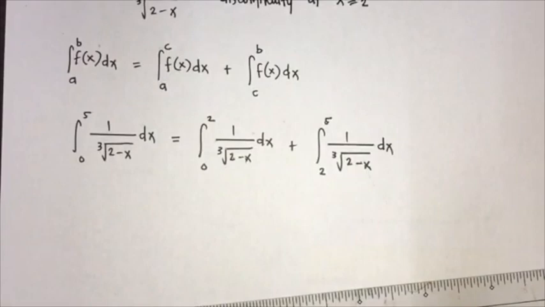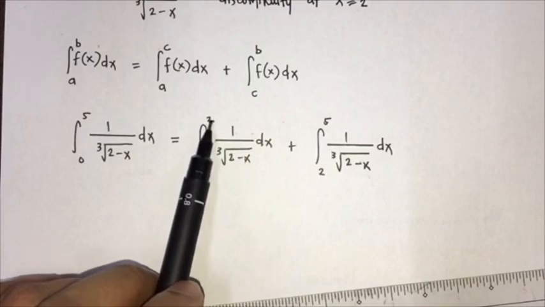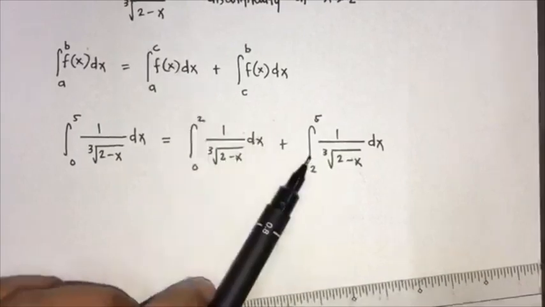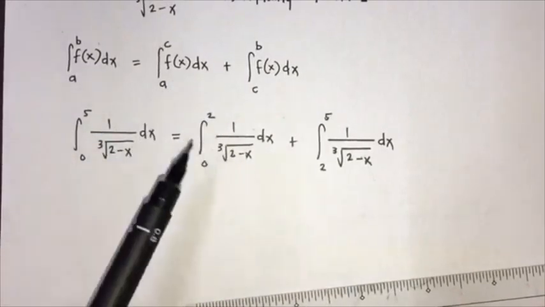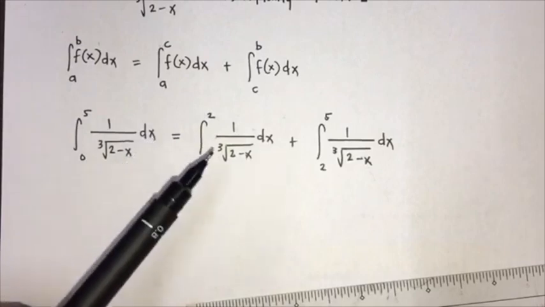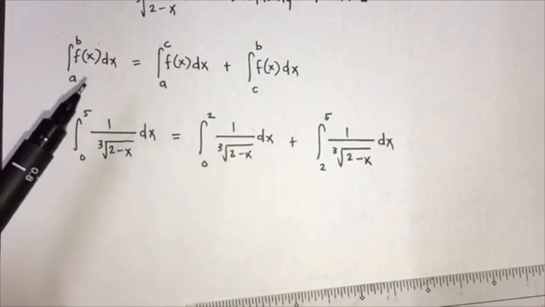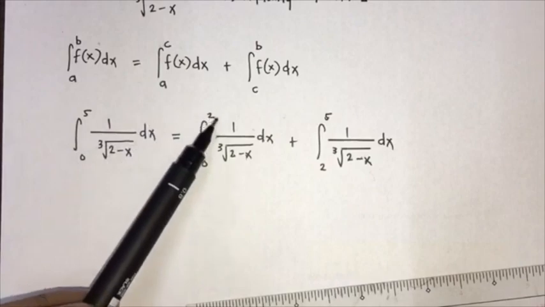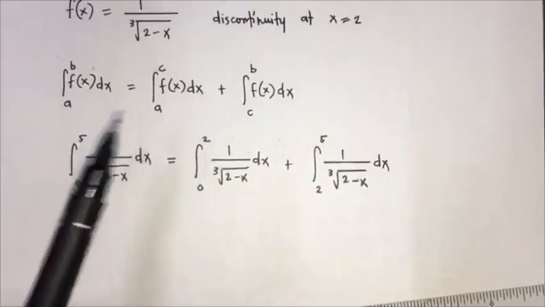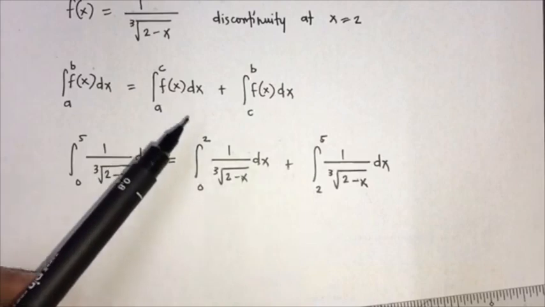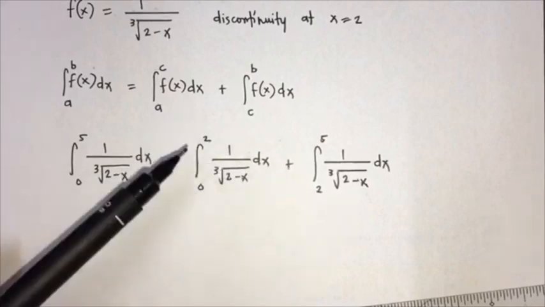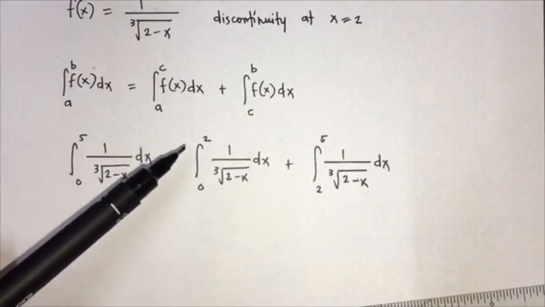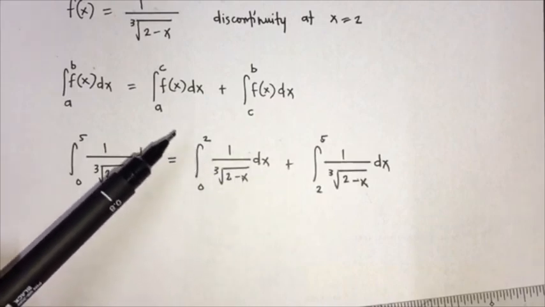Okay, so now since this is an endpoint discontinuity, what we're going to do is solve this similarly to the first example. We will replace the infinite discontinuity with a variable, and then we will evaluate it using the left-hand side or right-hand side limit.